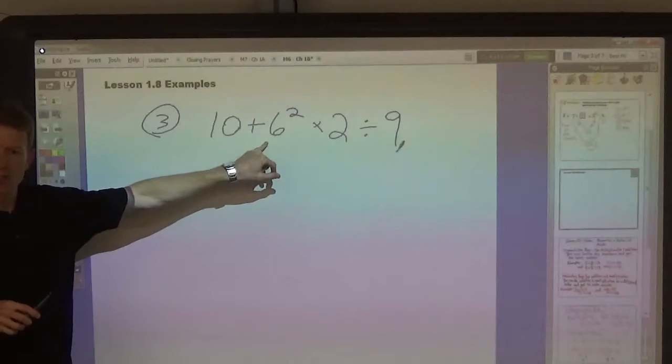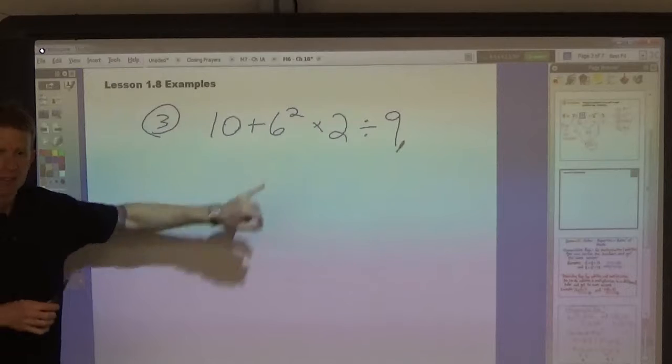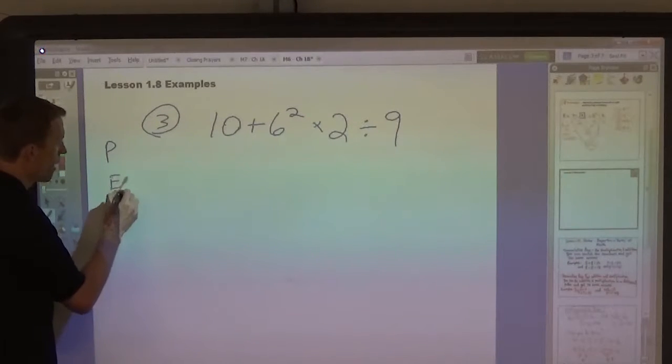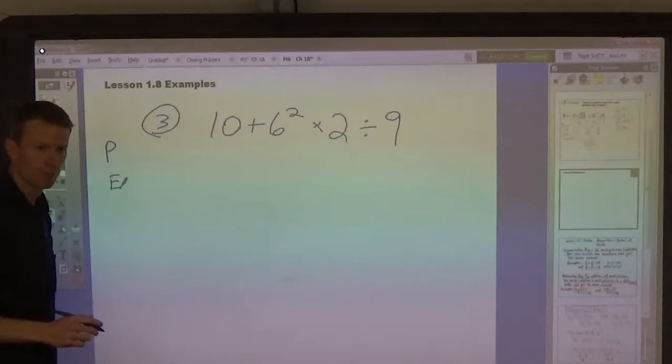What should we do first? Are there any parentheses? So, one of the things that I said I would recommend doing is writing this on the side of your paper.